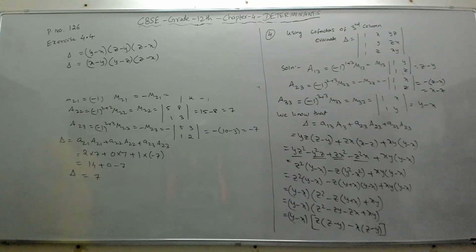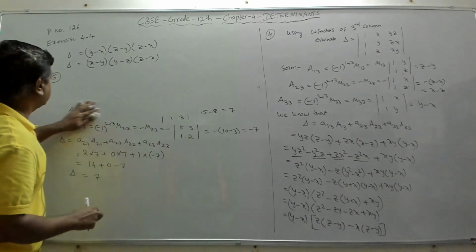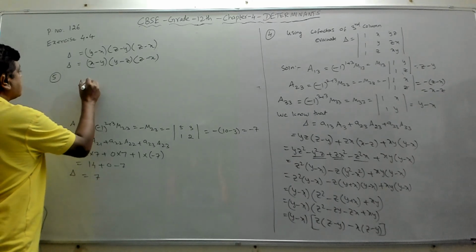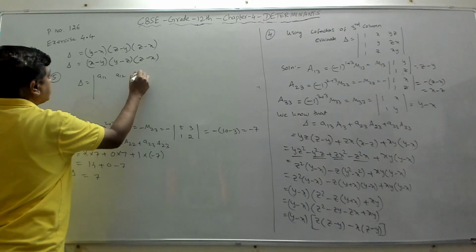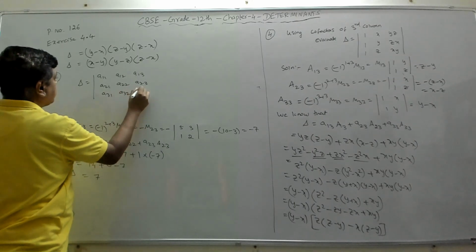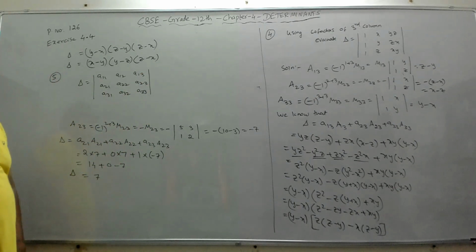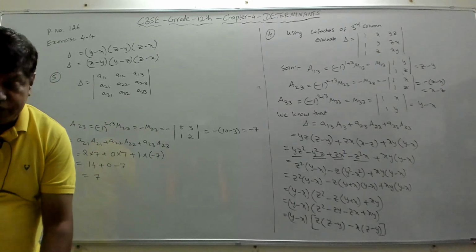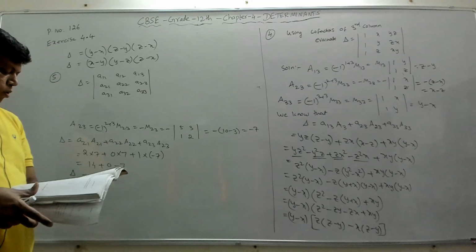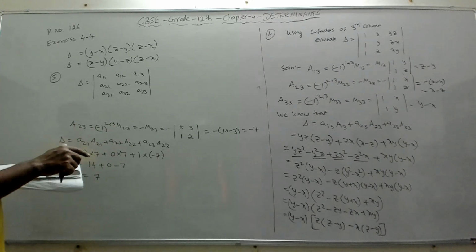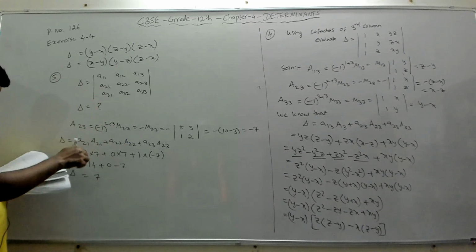Fine. Then the last question, the fifth question, is an MCQ. The five options are given and there is a determinant. The determinant delta is A11, A12, A13, A21, A22, A23, A31, A32, A33. Now we have to choose the right option of these. I am reading the options in the textbook. Option A is A11, A31, A12, A32 plus A31. So what is the value of the delta? That is the question. What is the value of the determinant?